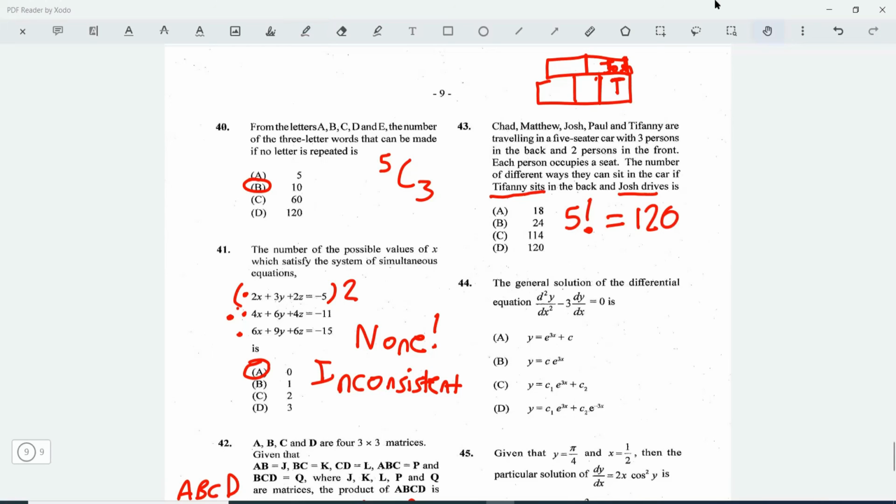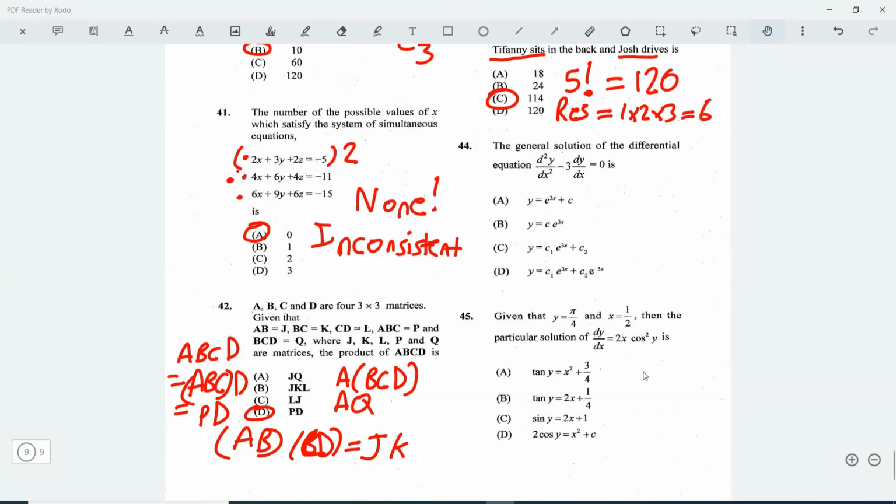Now with the restrictions, with Tiffany sitting here and Josh sitting here, that means the other ways would be any of the 3 can sit here, any of the 2 can sit here, 1 can sit here. So the restrictions equal 1 times 2 times 3, which is 6. 120 minus 6 is 114. So there are 114 ways that they can sit with Tiffany being in the back and Josh driving.